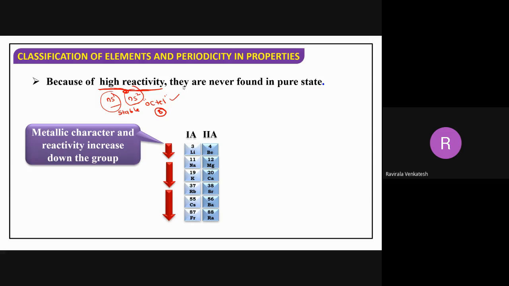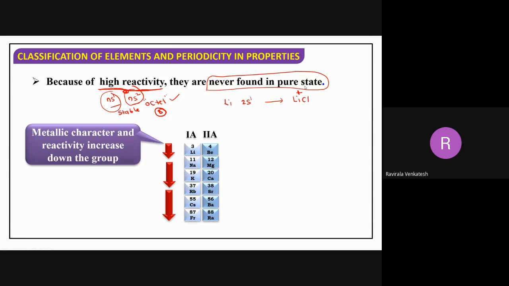And are they found in the pure state? No, they are never found in the pure state. Why? By losing that electron, they get octet configuration. Now the question is how do they lose the electron? By forming some chemical compound. For example, lithium: how does it lose that 2s1 electron? By converting into lithium plus, by converting into lithium chloride. If it converts into lithium chloride, lithium will get a positive oxidation state.